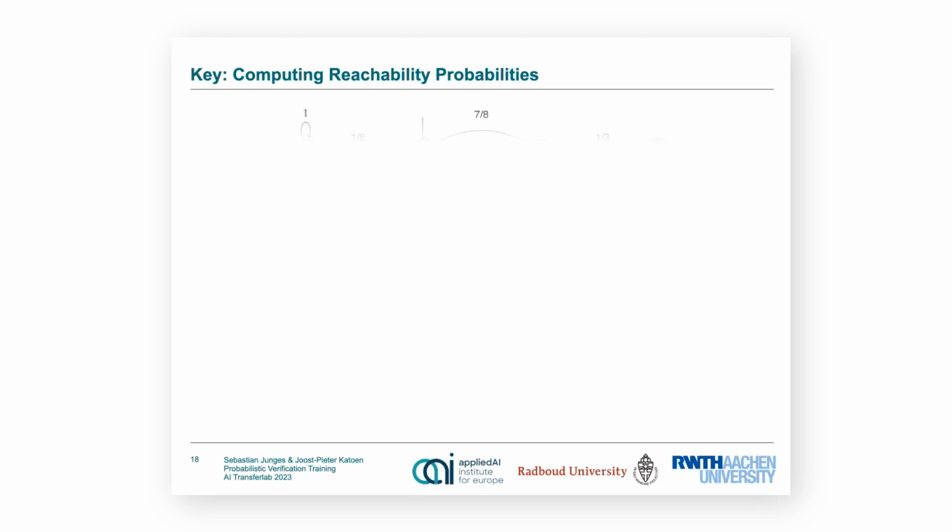Now, the way I'm going to do that is I'll give you a very small example to give you a grasp of what's happening. Suppose we have this 4-state Markov chain. We start in S1, and we are interested in reaching the green state, S3. So we basically want to ask, for instance, is this green state reachable with probability at least 0.75?